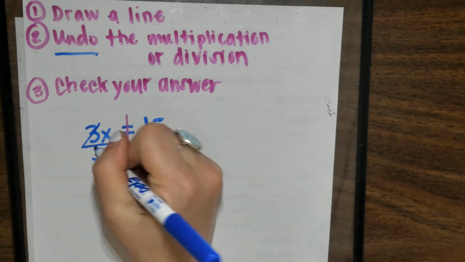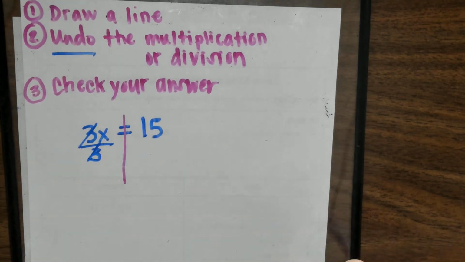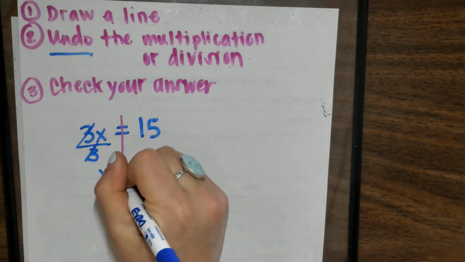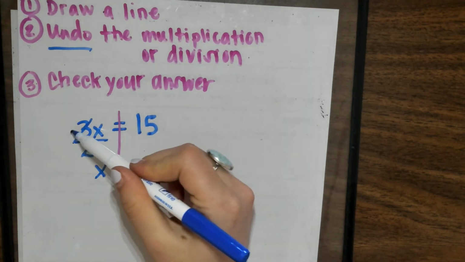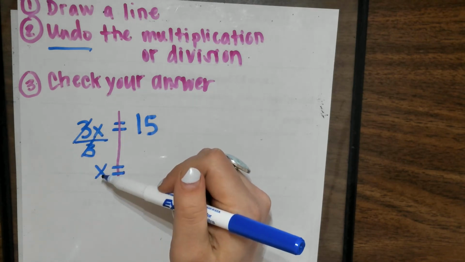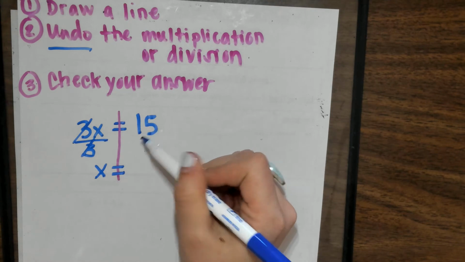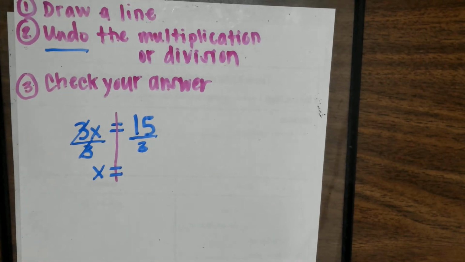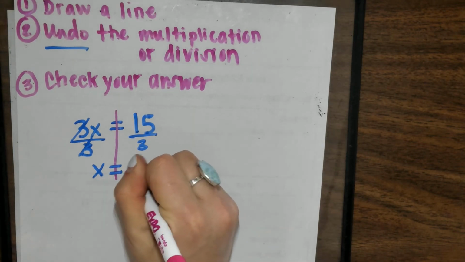It cancels it out. Okay, so it gets rid of it. Okay, so now I have x all alone on this side. Remember, if I divided by 3 over here to get x by itself, that means I'm going to divide by 3 over here. So I have 15 divided by 3. Okay, 15 divided by 3 gets us an answer of 5.